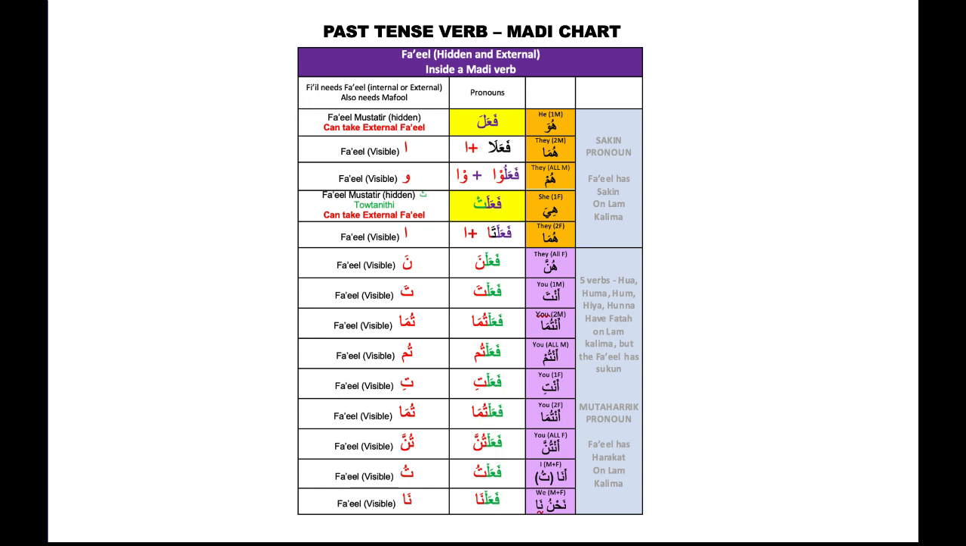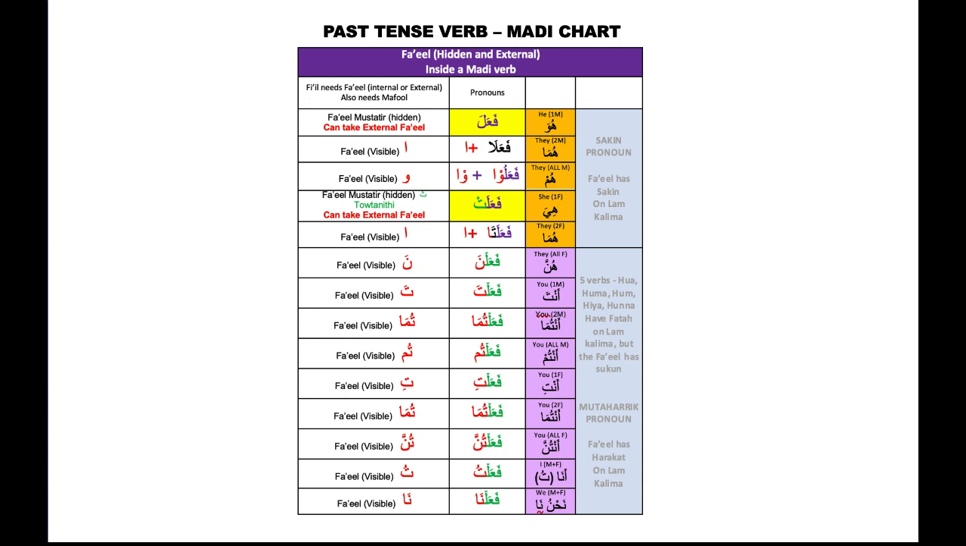Let's look at fa'ala again. We said every root verb is masculine, third person, singular. So fa'ala means he did. The doer fa'il, he, or in Arabic huwa, is actually hidden within the verb fa'ala. So for that reason, on the left hand column, it says fa'il mustatir, hidden, and can take an external fa'il.